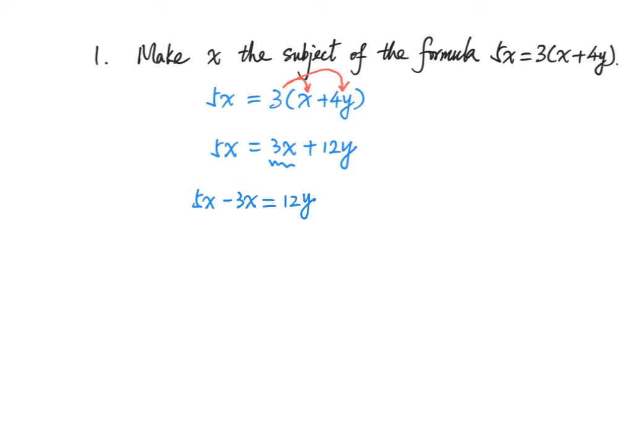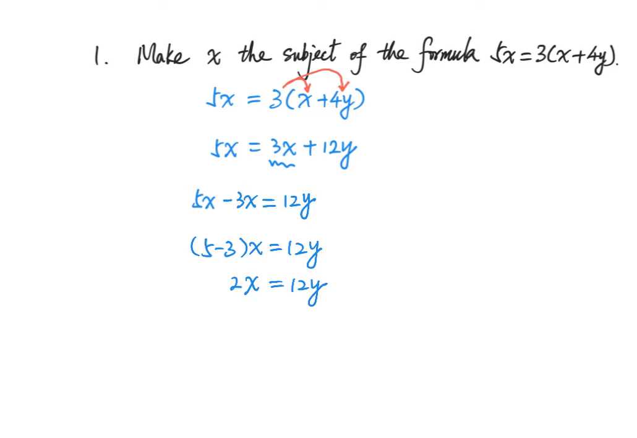5x minus 3x, we can take out the common factor x, and inside the bracket should be 5 minus 3. Right hand side should be 12y. On the left hand side, 5 minus 3, which is 2 times x. On the right hand side, 12y.